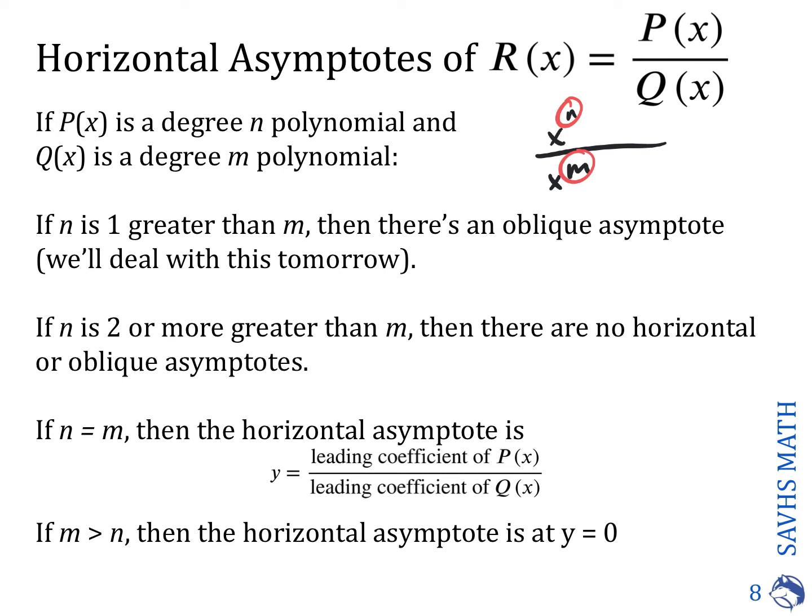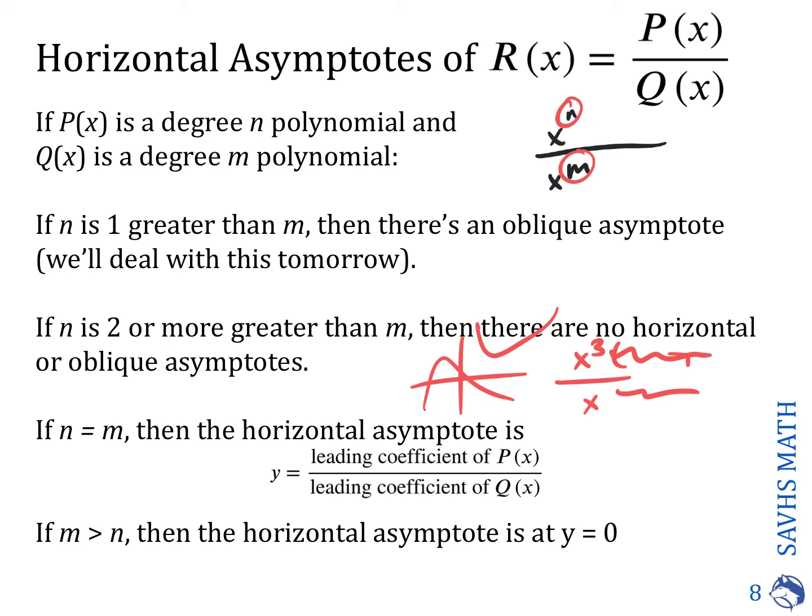If n is greater than m by 2 or more, then there's no horizontal asymptote. So like if I have an x to the third over x, but then there's some other stuff, then I would say no horizontal asymptote. That means there's some kind of overlapping situation in this rational function where there's no clear spot where it doesn't cross horizontally.